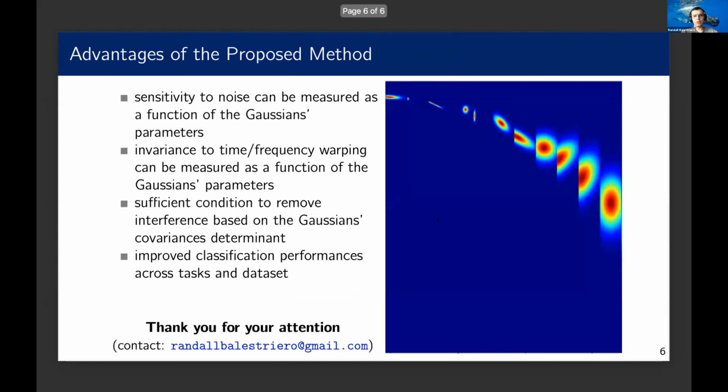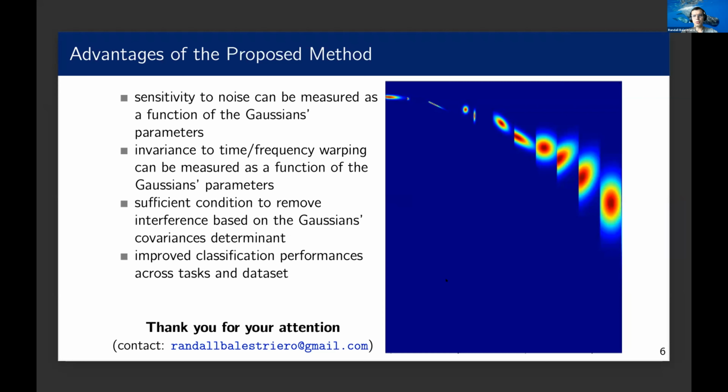I don't have the time to list all the benefits of this method, but I will just highlight a few here. The first is that you can exactly quantify the sensitivity of your representation to different input transformations or input noises as a function of the Gaussian parameters. Through this, you can impose some constraints based on some desired properties you want your transform to obey. The second benefit is that you can have improved classification performance when you use this method, not only instead of the usual deterministic transform, but also against other learnable methods.